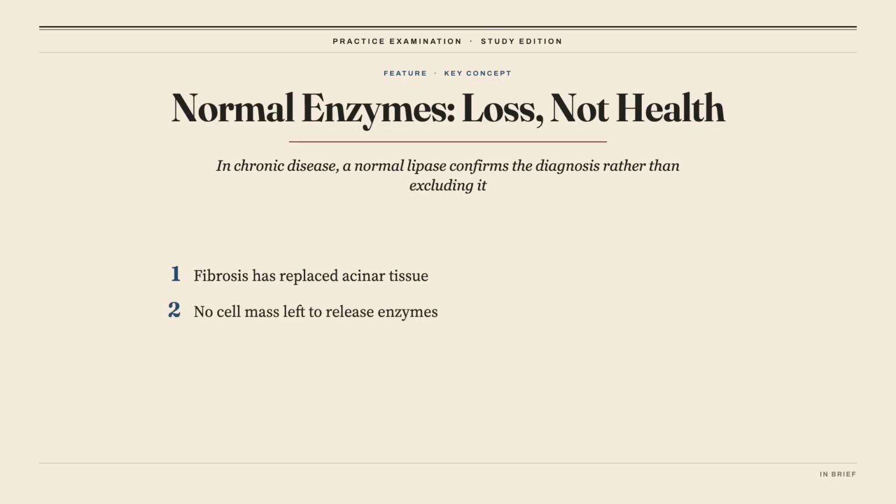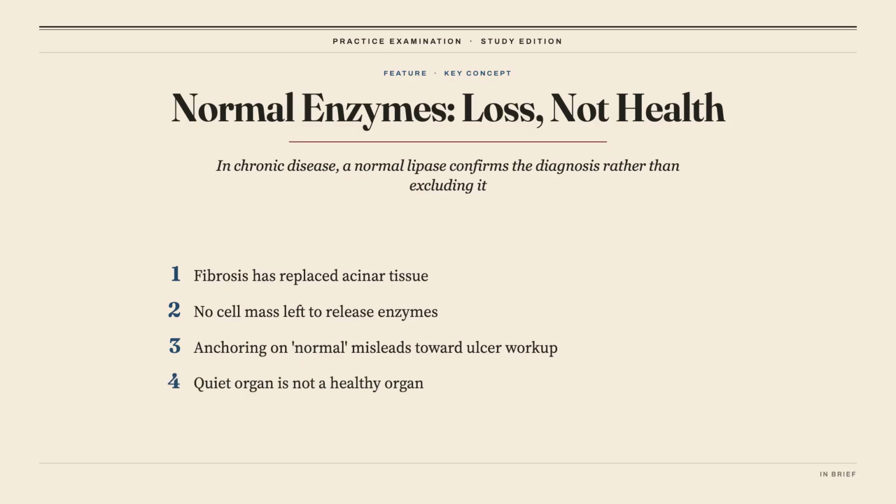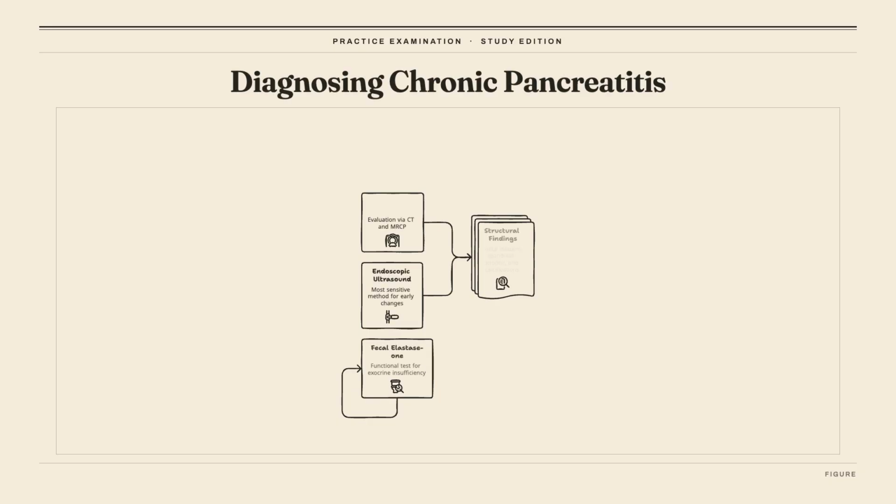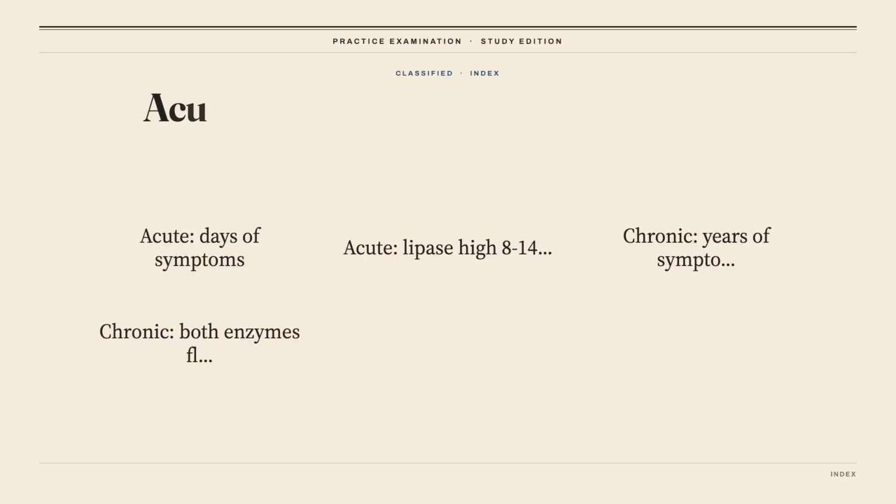A clinician who pivots the workup toward gastric ulcer because the lipase is normal has been misled by a value that was actually confirming chronic pancreatitis from the opposite direction. Diagnosis rests on structure and function, not serum enzymes. CT and MRCP show ductal dilation, atrophy, and calcifications, while endoscopic ultrasound catches early changes. Fecal elastase 1, a simple stool test, directly measures exocrine function since elastase survives transit intact.